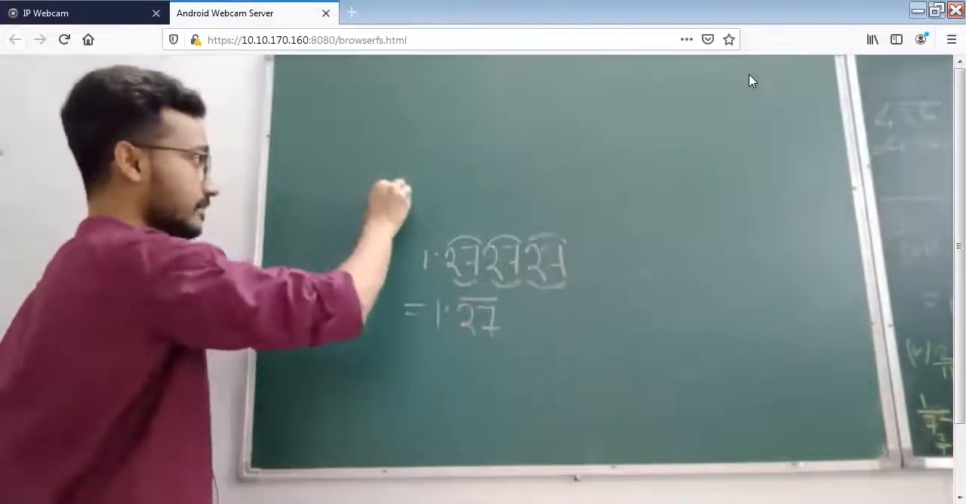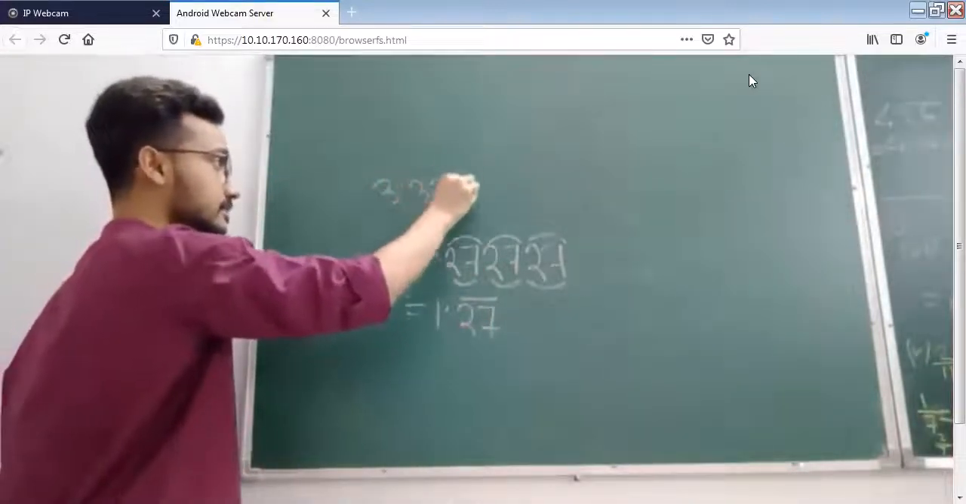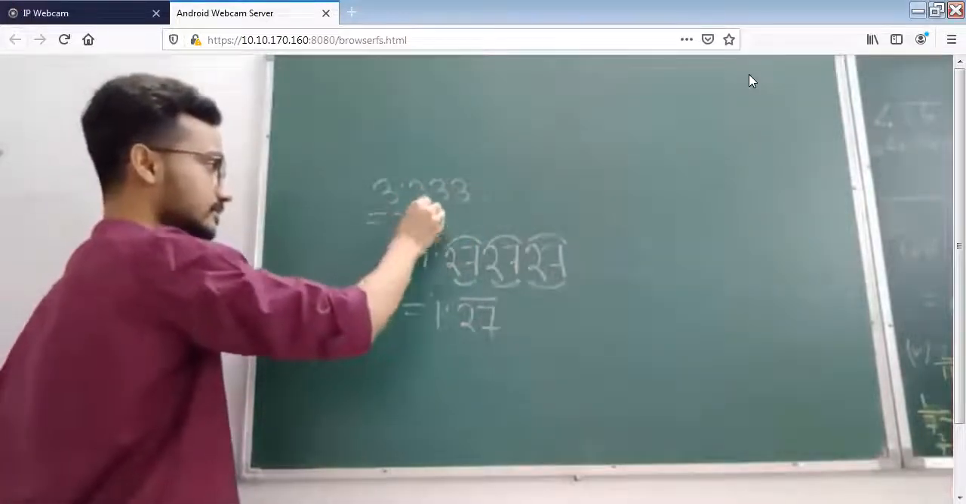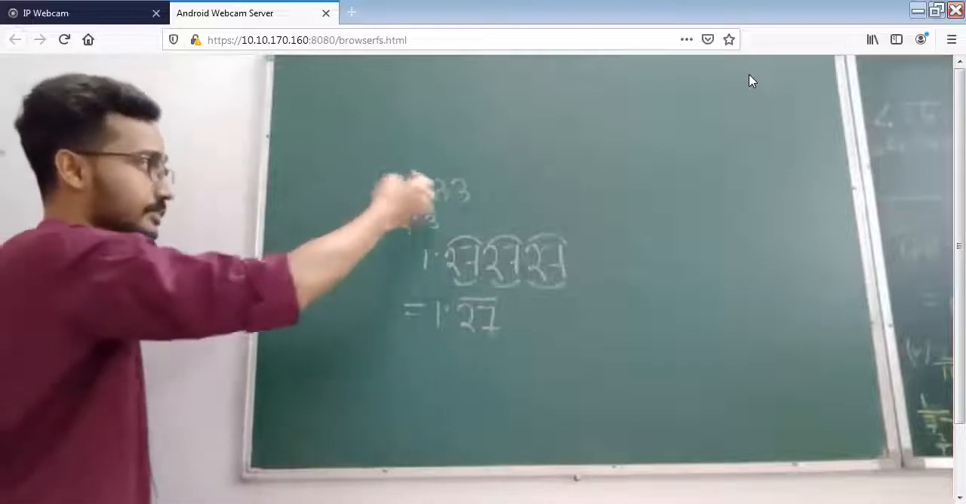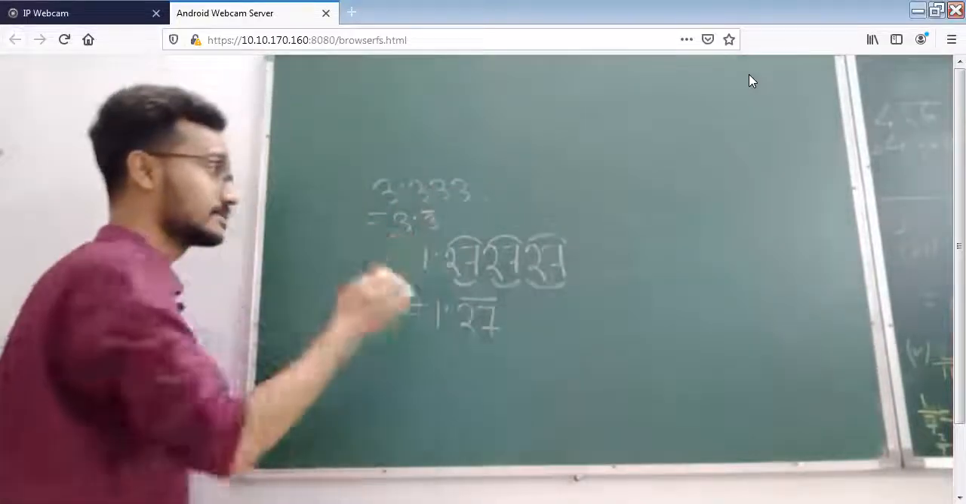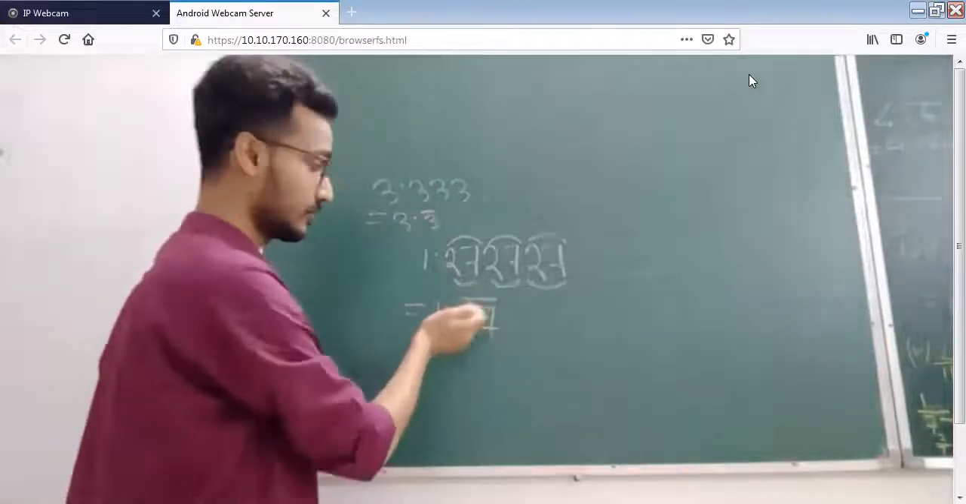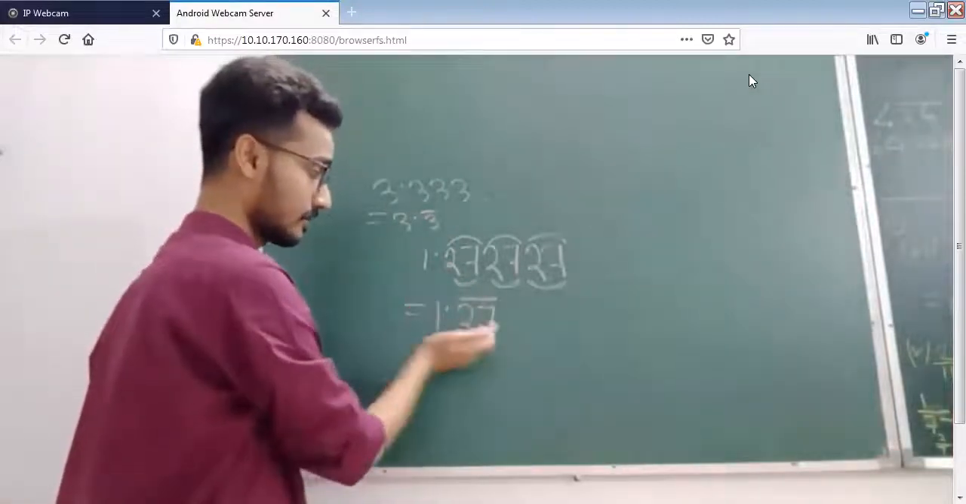Now see, in the previous case 3.3333, only 3 is repeating. So we can write 3.3 bar. That means the repeating digits we can write down under the bar. Here the repeating digits are 2 and 7, so we can write down under the bar 1.27 bar.